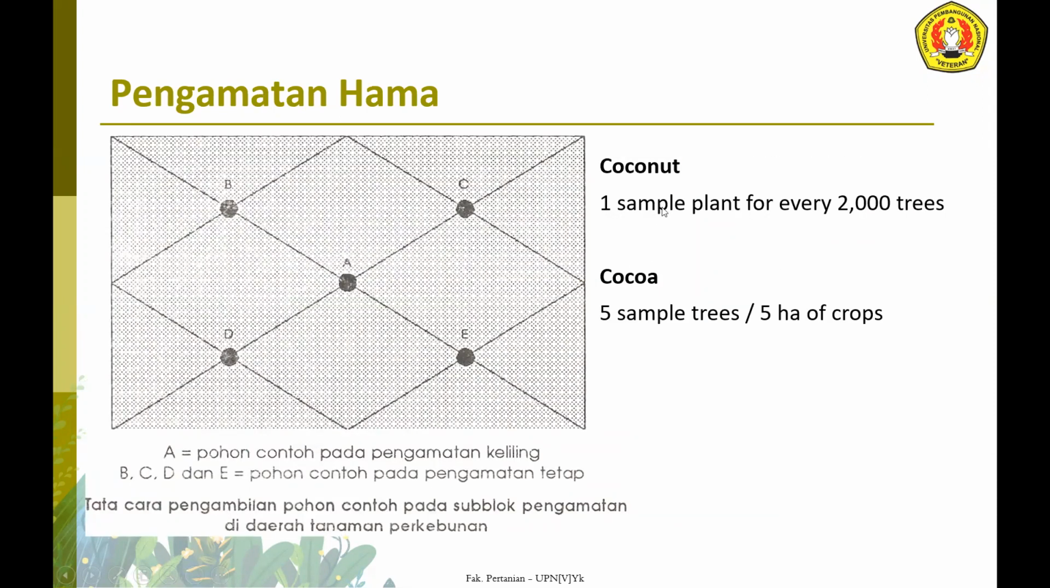Atau jenis ini kita juga bisa buat sampel, one sample plant for every 2,000 trees of coconut, or for cocoa we can take 5 sample trees per 5 hectares of plantation.